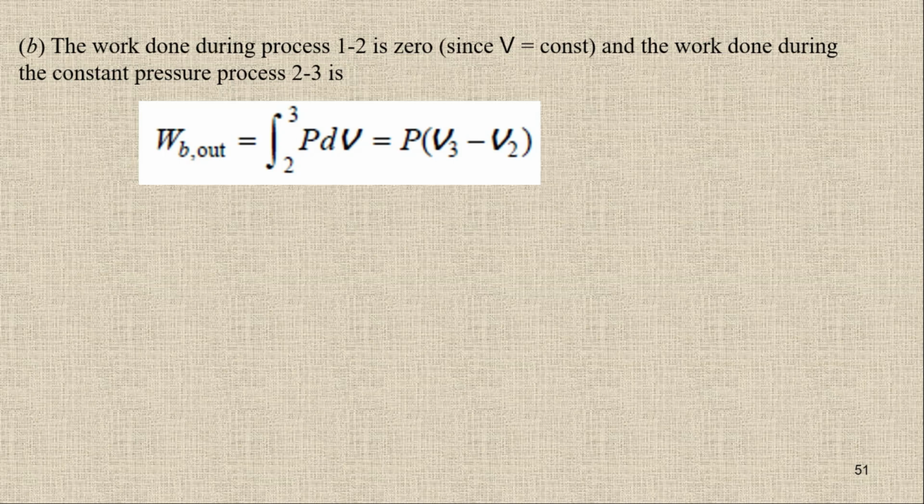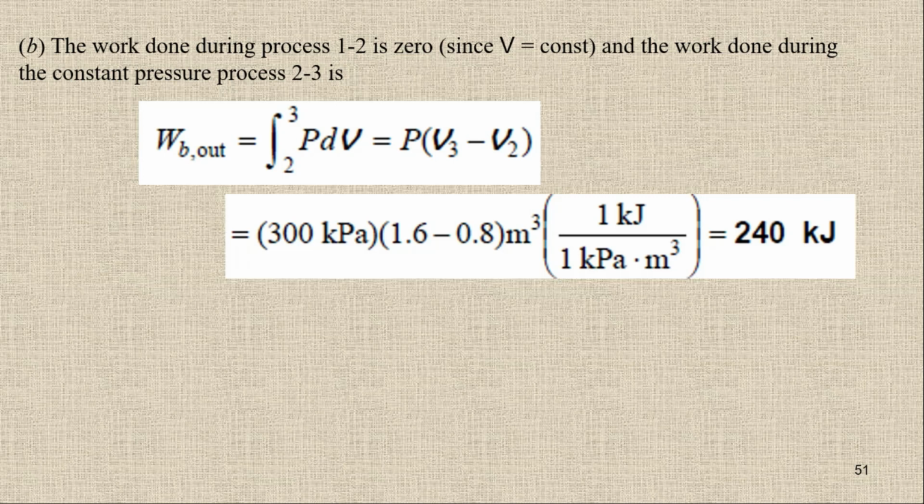We know what V3 is, we know what V2 is, and even P2 and P3, both are the same, constant pressure process. So I can simply find the values like this. This is the 300 kilopascal, and this is V3 minus V2, and then you will get 240 kilojoule. So this is the boundary work.